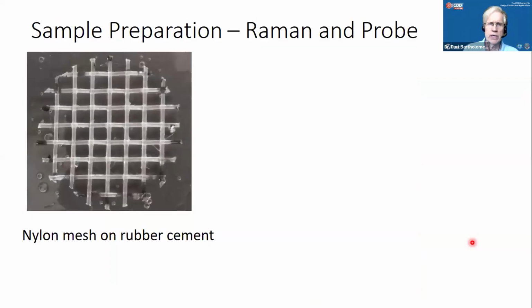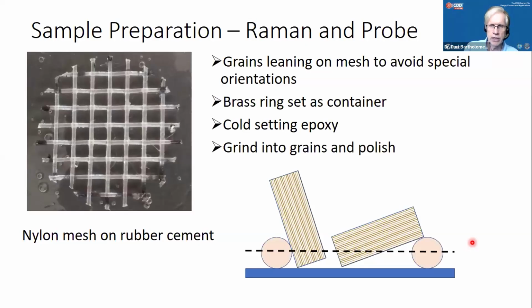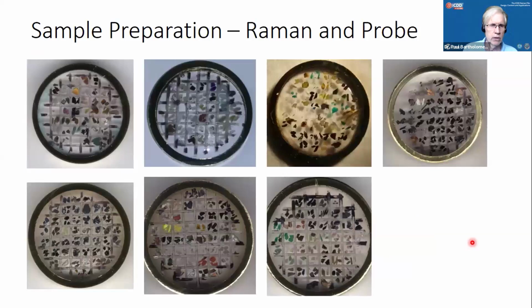Sample preparation. Because I'm polishing flat, I could use the same prep for microprobe and Raman. I start out with a nylon mesh on rubber cement. And this is not just for organizing the minerals in separate spaces. I took advantage of the nylon mesh so I can lean the grains and achieve more than one orientation and non-special orientations. I avoid laying them on their cleavages and so on. When that's done, I put down a brass ring as a container, set it in epoxy, grind in, and polish. This is what the result looks like.